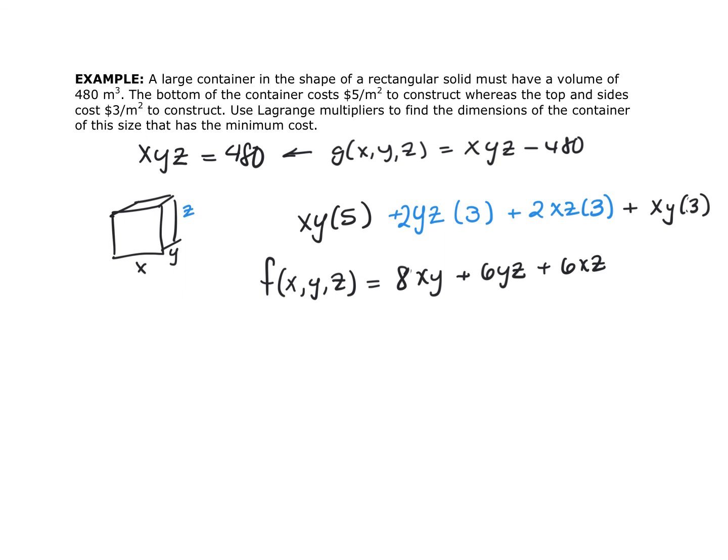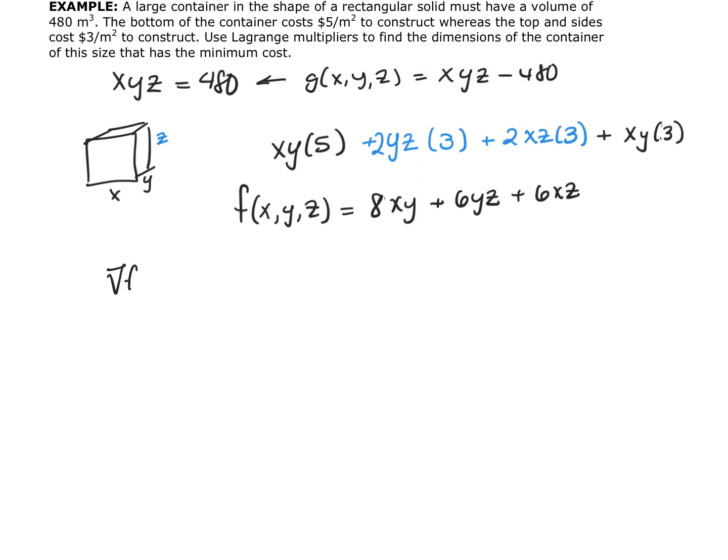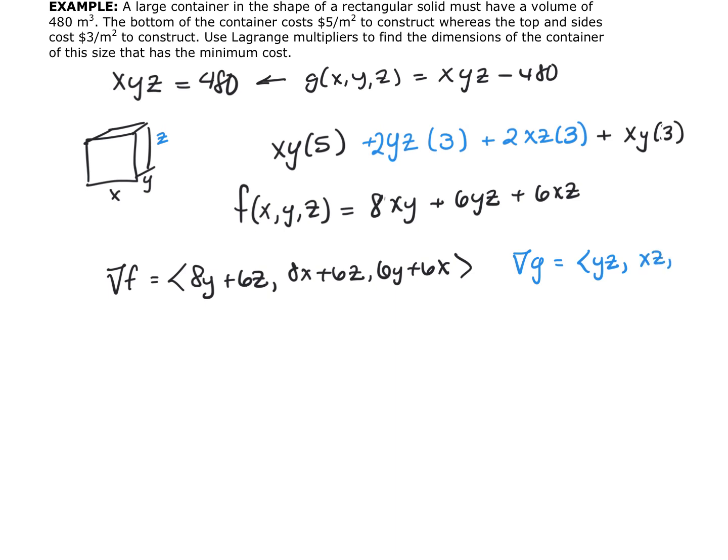So again, I'm going to go ahead and do my gradient. My gradient of f is going to give me, in terms of x, 8y plus 6z. And then in terms of y, I'm going to have 8x plus 6z, and then my z is going to give me 6y plus 6x. My gradient of g is going to be yz, xz, xy.